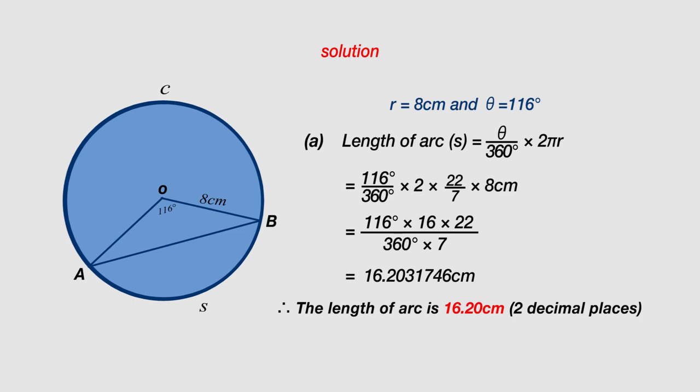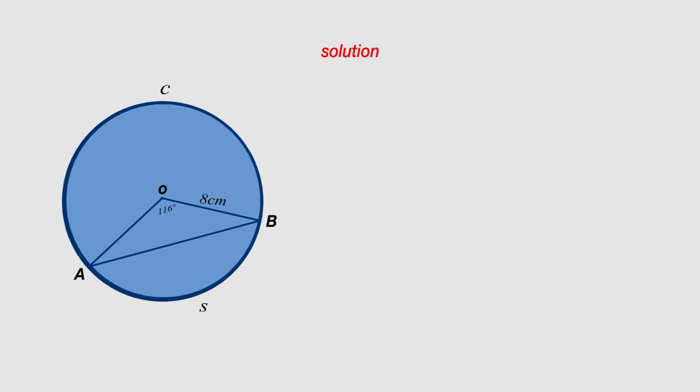In the B part of the question, since the length OA is equal to the length OB, and both of them are the radii of the circle, we will say that triangle AOB is isosceles. Now we have to find the length of the chord AB. So what do we do? We draw a perpendicular from O to bisect the line AB at M.